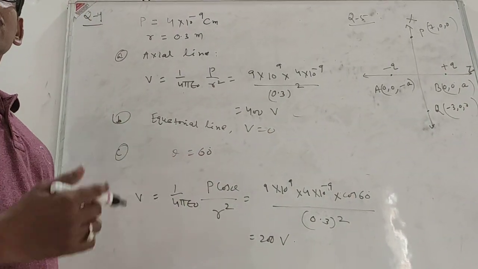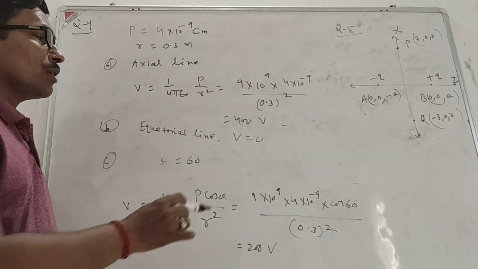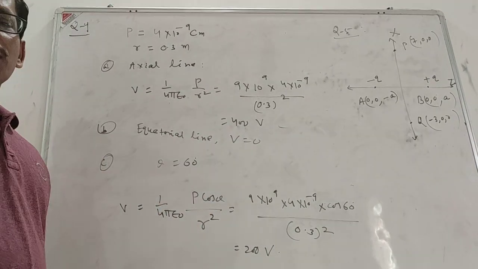If the point lies on the equatorial line, you know the electric potential at a point on the equatorial line is 0. So potential on the equatorial line is 0.